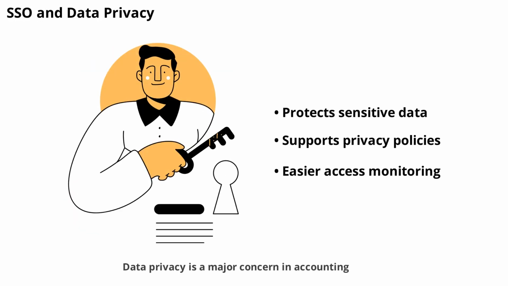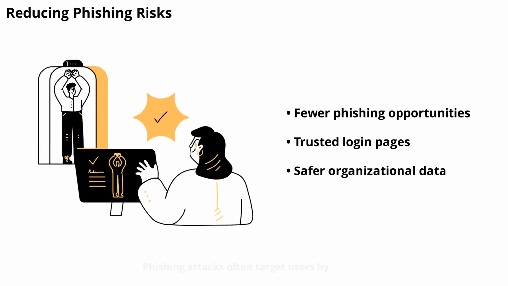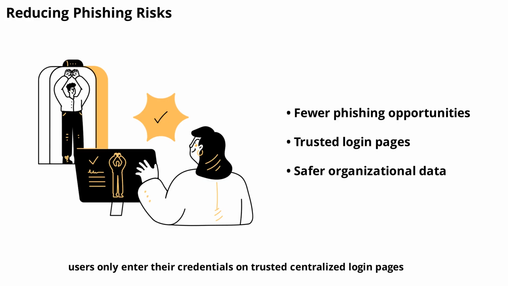Data privacy is a major concern in accounting. SSO helps protect sensitive information by ensuring that only authorized users can access financial data. Centralized authentication also makes it easier to monitor and control who has access, supporting privacy policies and regulatory requirements. Phishing attacks often target users by tricking them into revealing their passwords. With SSO, users only enter their credentials on trusted, centralized login pages, reducing the risk of falling for phishing scams and keeping organizational data safer.